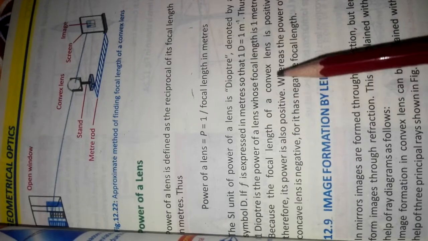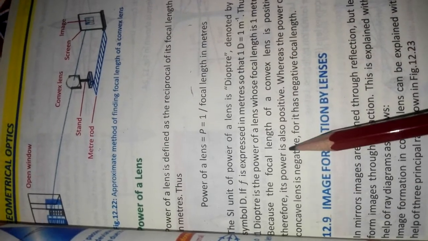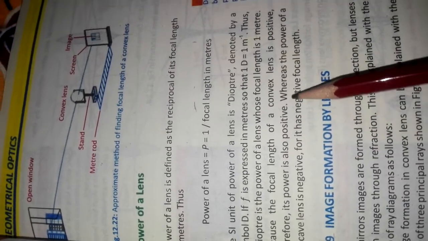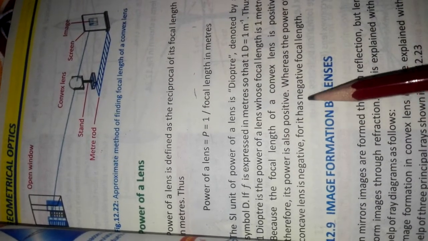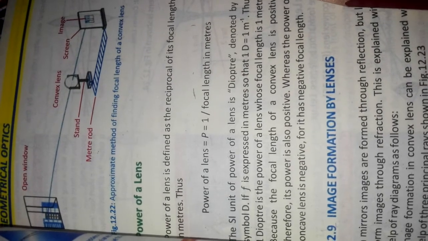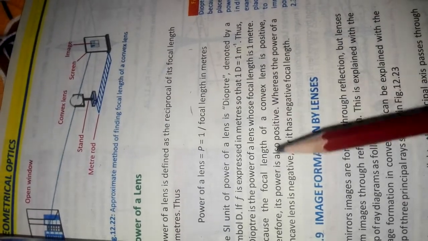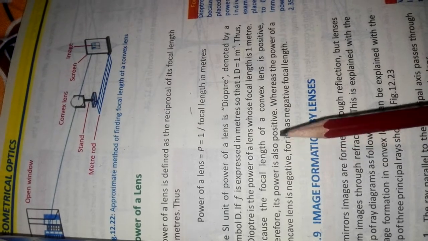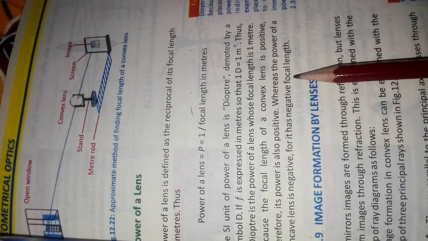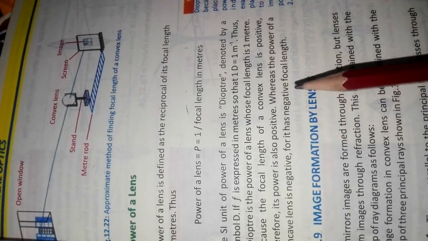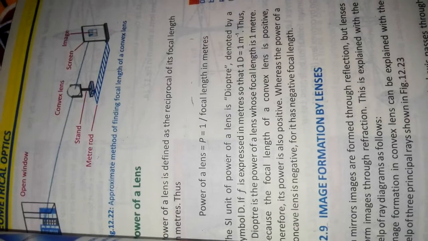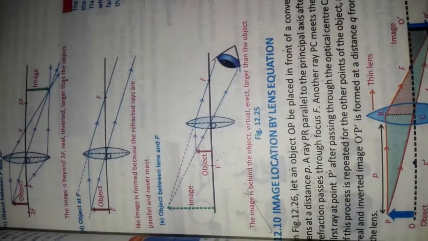Because the focal length of a convex lens is positive, therefore its power is always positive. Whereas the power of a concave lens is negative, for it has negative focal length. Clear? For convex lens, the power will be positive, and for concave lens the power will be negative, because their focal lengths are positive or negative. Clear? After this, on the next page, page number 51, there is a topic: image location by lens equation.